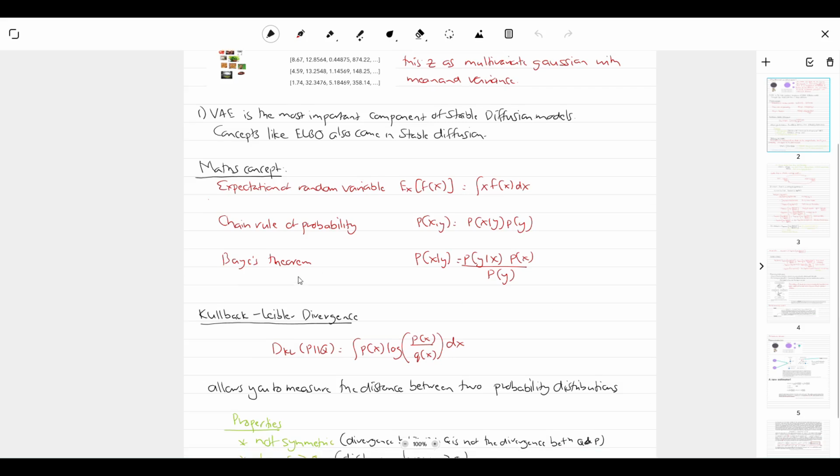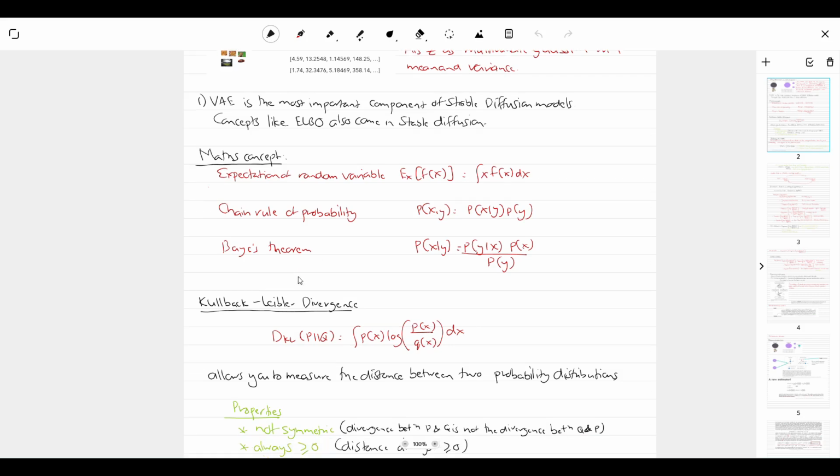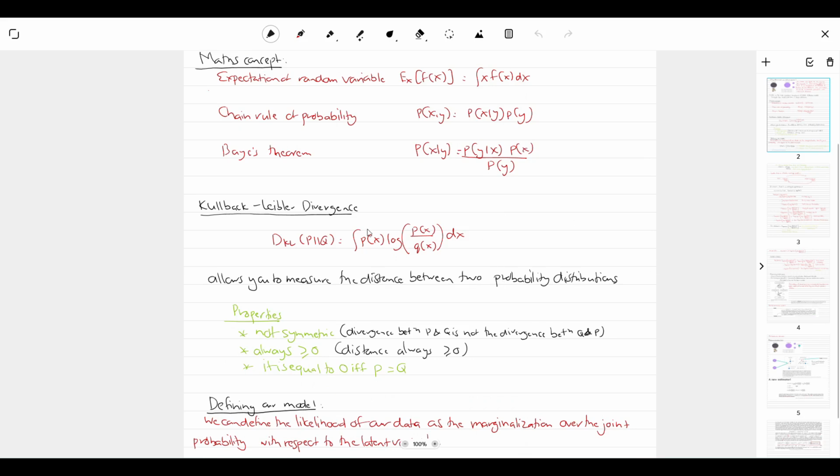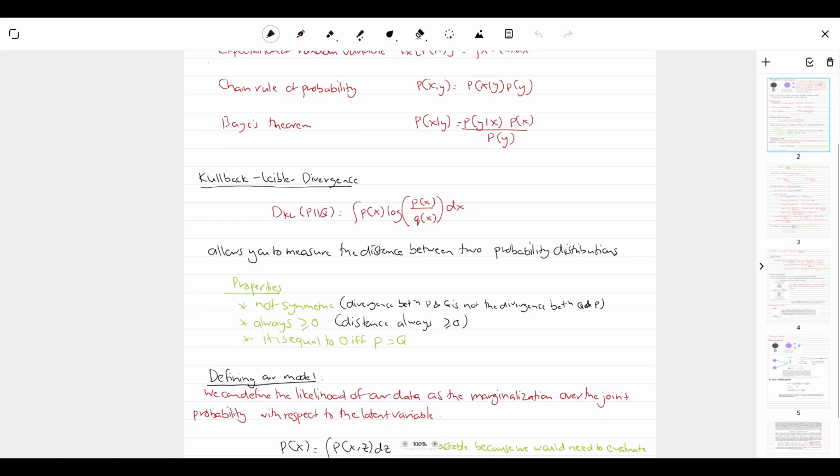And finally, we need Bayes' theorem. This is perhaps the most critical for variational autoencoders. It allows us to reverse the conditional probability. If we know the probability of x given y, Bayes' theorem lets us find the probability of y given x, and vice versa. So in a VAE, we are interested in the probability of the latent space given our input data, meaning the probability of, let's say, the latent space represented by z given the input data represented by x.